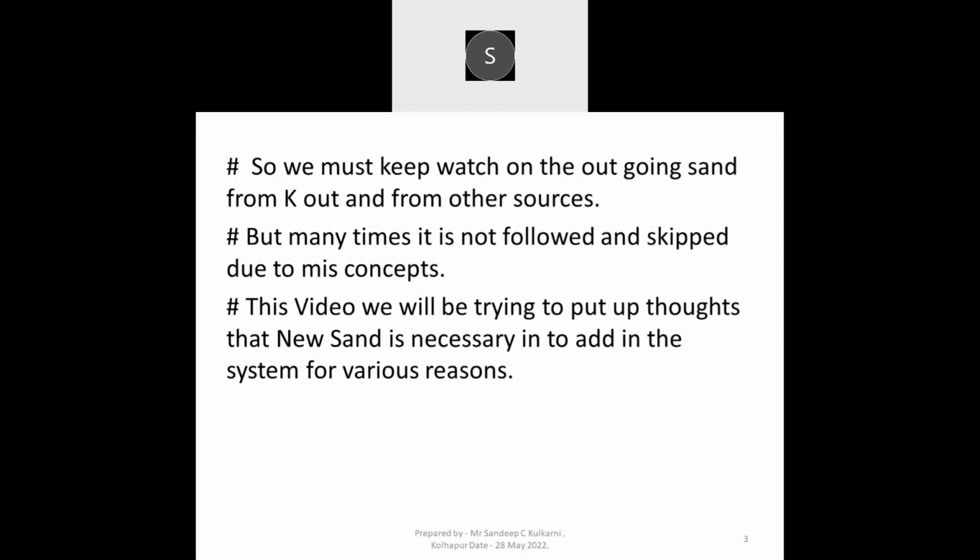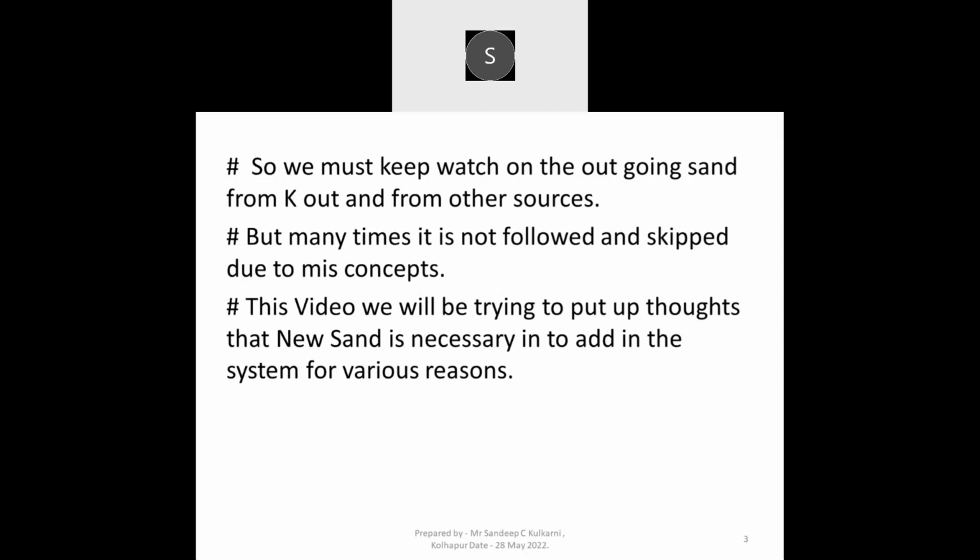So we must keep watch on outgoing sand from knockout and other areas or other sources to understand the exact requirement of new sand addition. But many times it is not followed and skipped due to misconceptions.